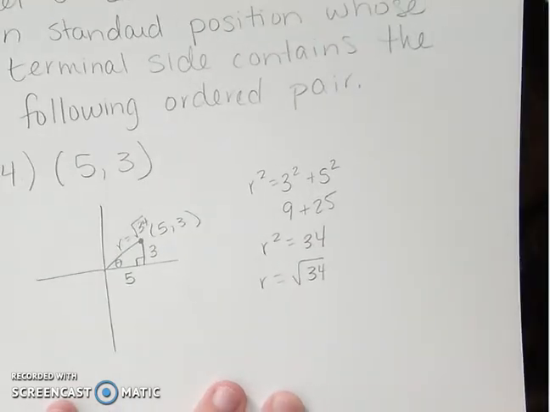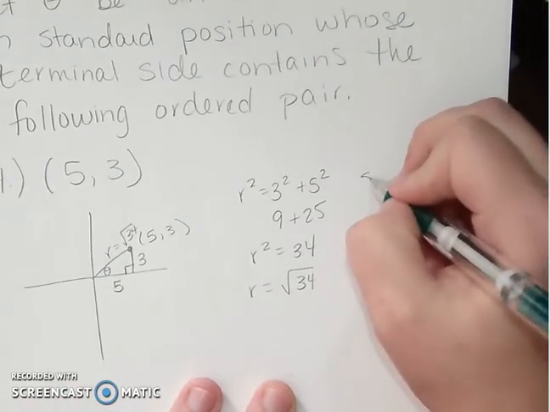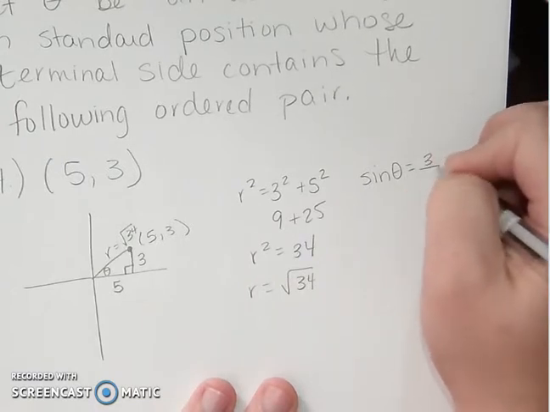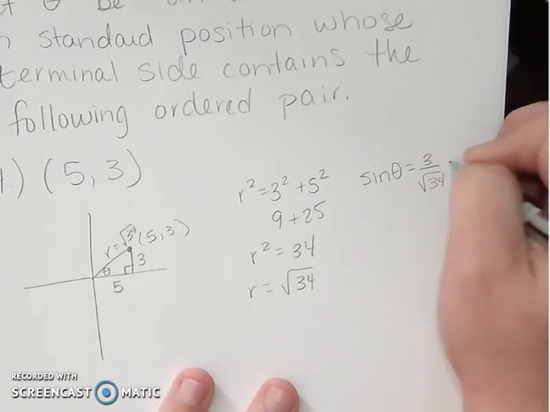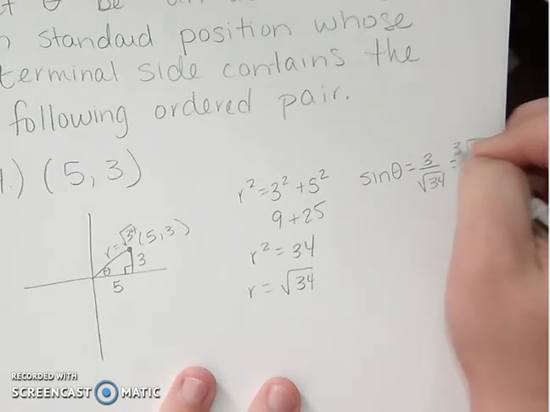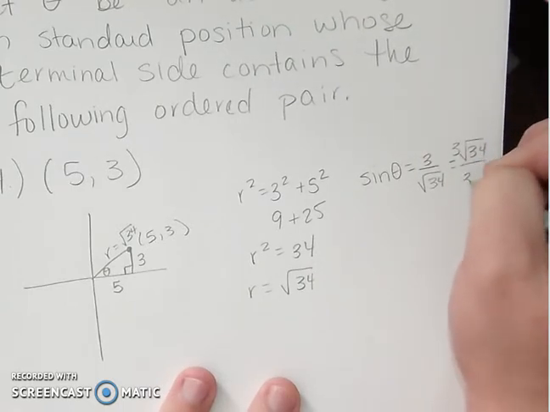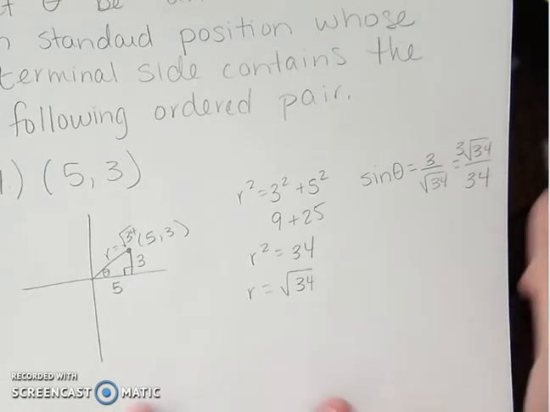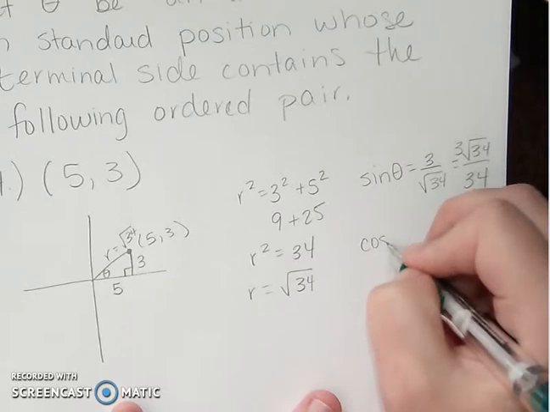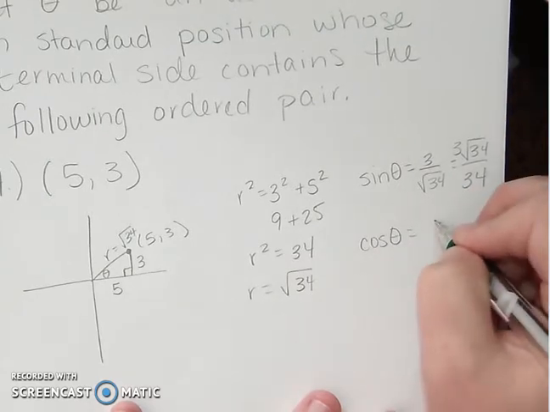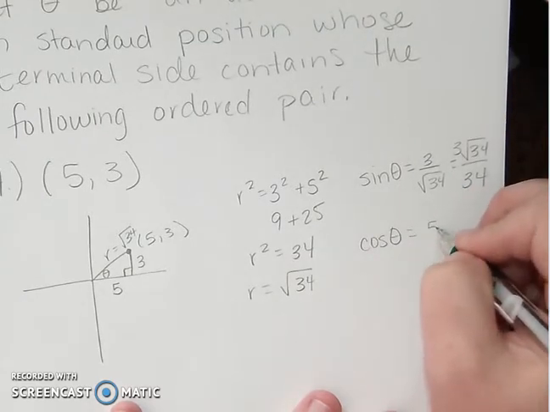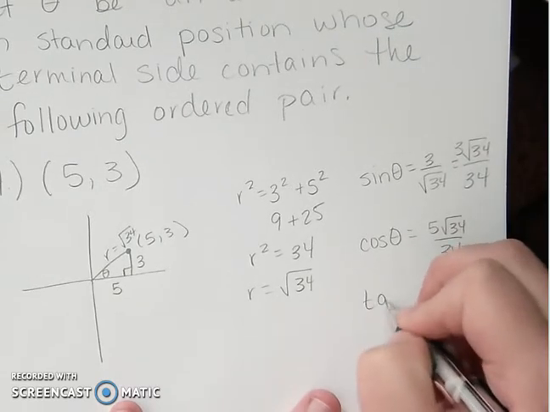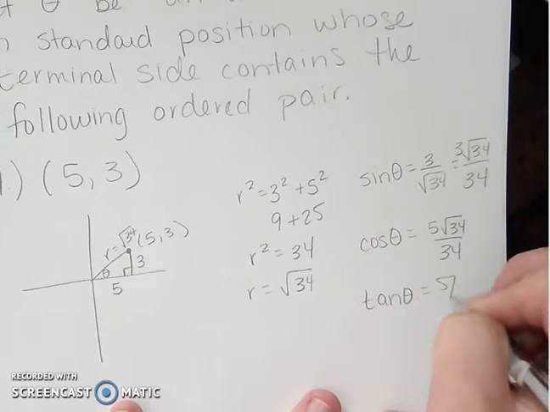Then, hopefully, you should be able to find all your 6 trig functions pretty easily. So the sine of theta would be 3 over the square root of 34. Remember, we must rationalize that to 3 square roots of 34 over 34. 34 does not reduce as a radical, so we don't have to worry about that. Cosine of theta ends up being 5 square roots of 34 over 34. Tangent of theta is 5 over 3.